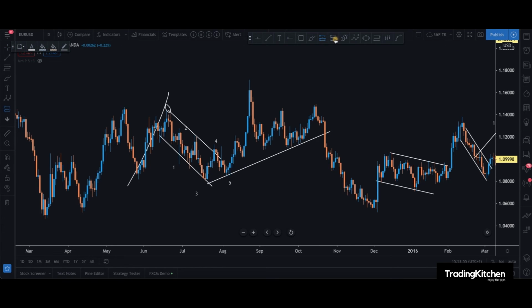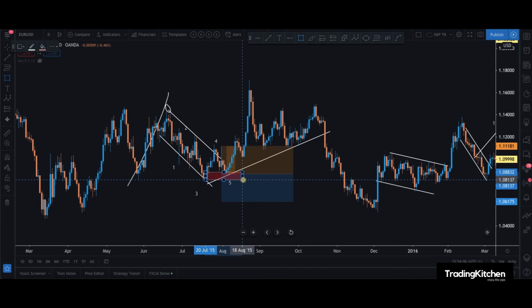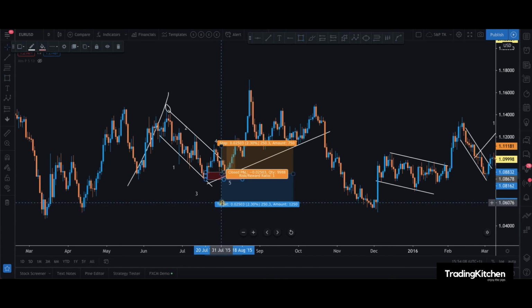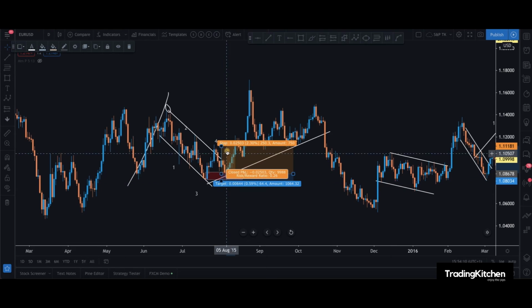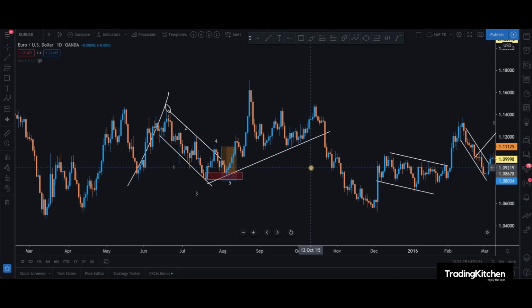So we can open a long here. Why here? Because here we have a perfect structure. Stop loss here and 0.4 for the take profit. Like this example.